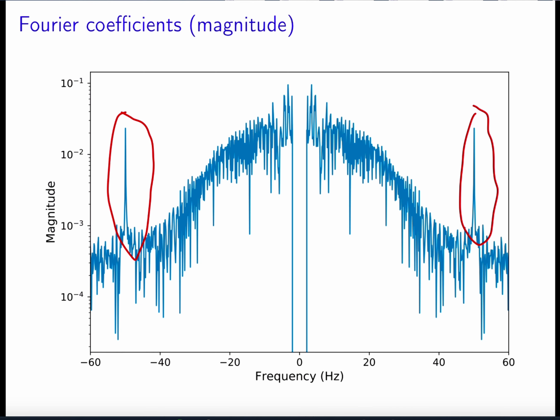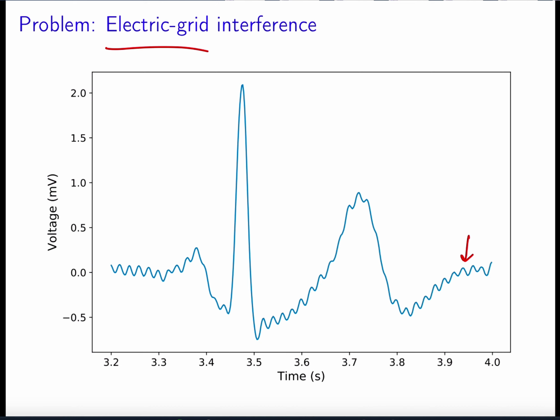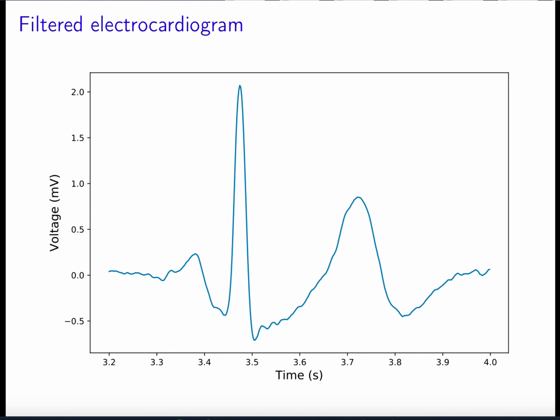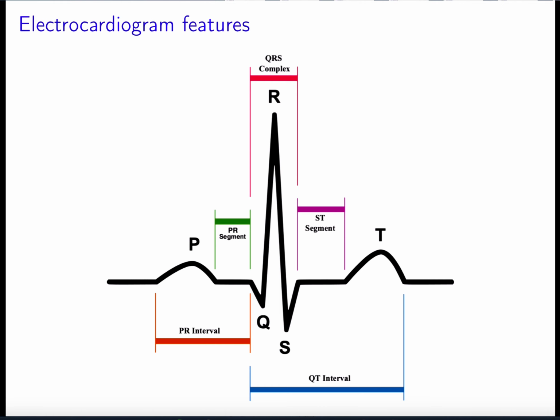Just to remind you, this is how it looked before removing the component at 50 hertz. And now you can give it to a doctor, and they can interpret what's going on with the heart of the patient. Because now it's much easier to look for the relevant features of the electrocardiogram.